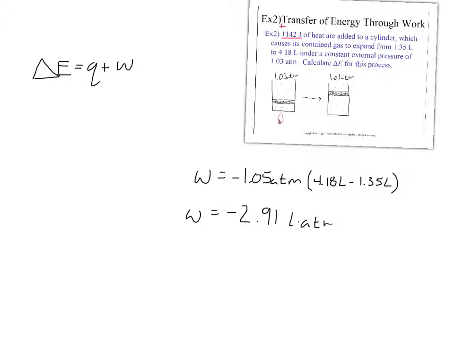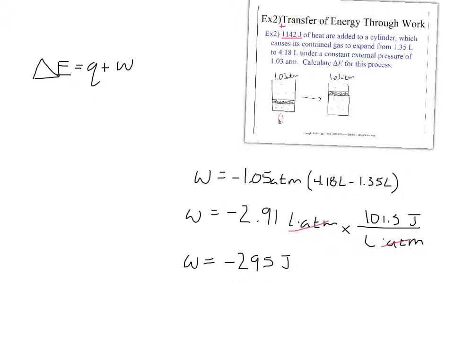Work, though, we're going to have to calculate using the equation we just saw. And so negative of the pressure, 1.05 atmospheres, times the change in volume, which is 4.18 minus 1.35 liters. And so then we would come up with a work value of negative 2.91 liter atmospheres, but we need to convert that using the conversion that we saw before of 101.3. So what that means is our work is negative 295 joules. And this should make sense because work is being done by the system on the surroundings since that piston is moving up. Negative value means it's releasing work.